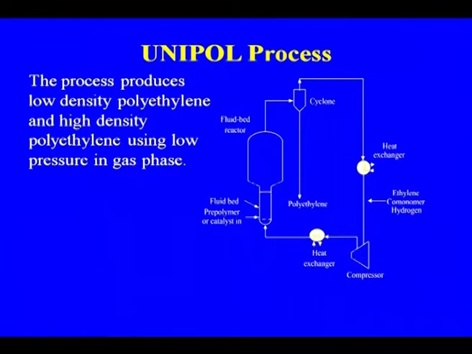So the UNIPOL process produces low density polyethylene and high density polyethylene using low pressure in the gas phase, and this is the fluidized bed reactor. In the fluidized bed reactor, after the polymerization is completed, it will go to the cyclone, where the separation of the catalyst takes place, and the polyethylene is obtained from here, and the unreacted gases are recycled here. Here there will be separation of the polyethylene.